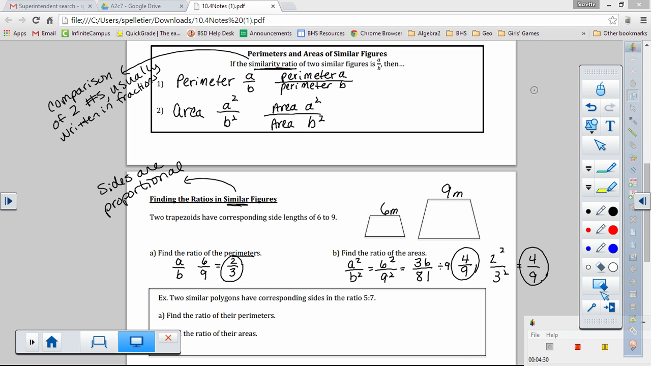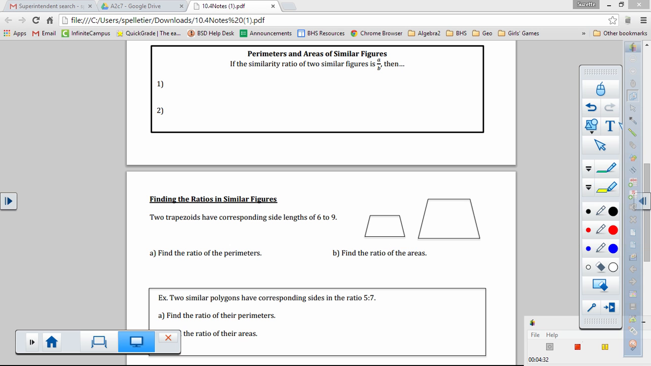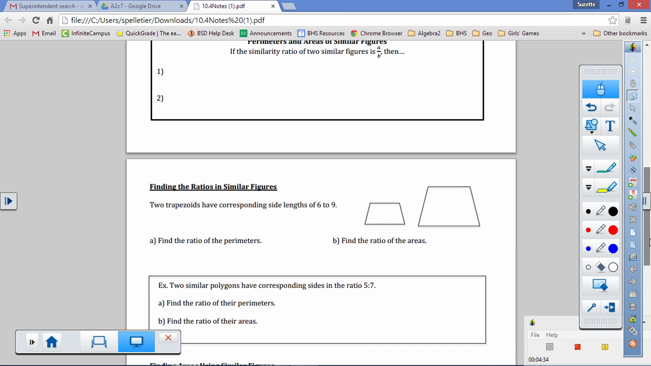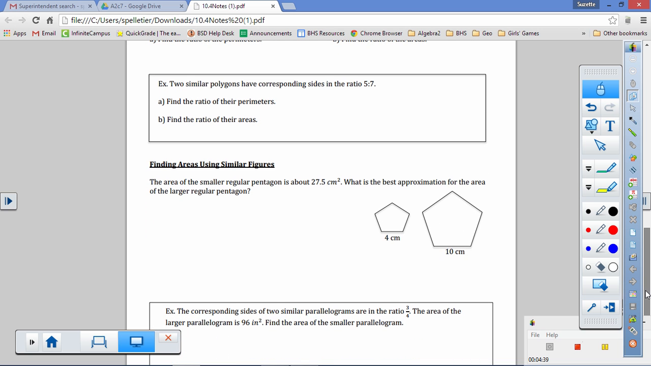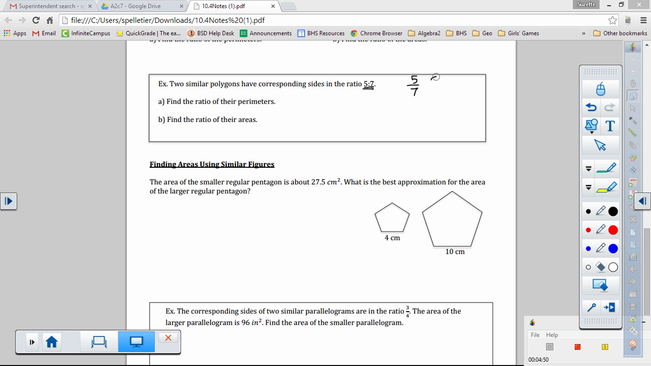All right, let's scroll the page up. And we are going to do these couple of examples. All right. Two similar polygons have corresponding sides in the ratio 5 to 7. Okay, so if this is my ratio 5 to 7, then this is my A and this is my B. Okay? Find the ratio of their perimeters. So we know that perimeter is A to B, so it's going to be 5 to 7. Find the ratio of their areas.